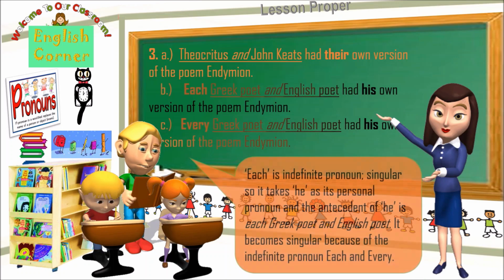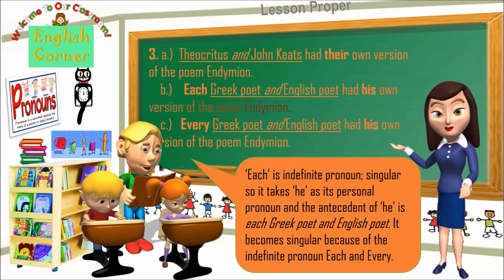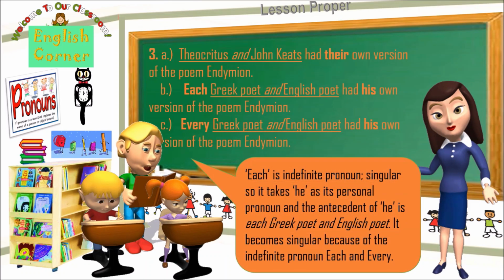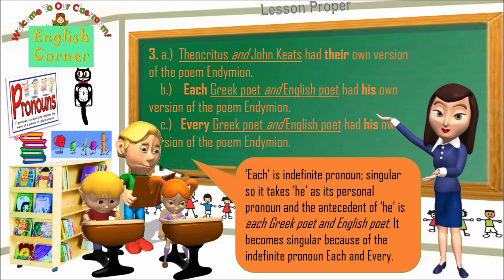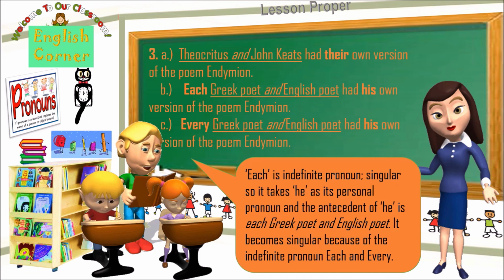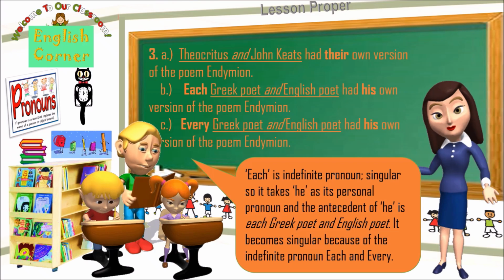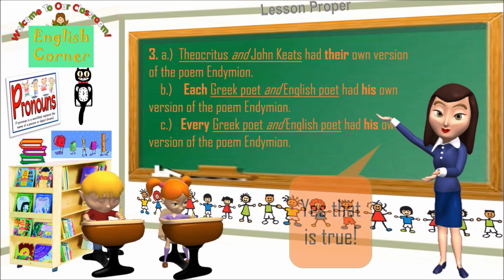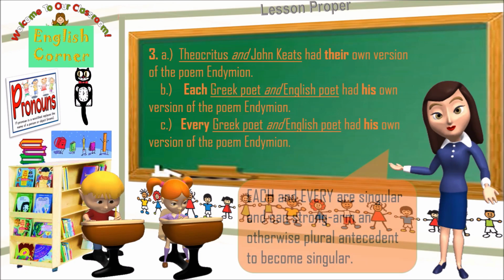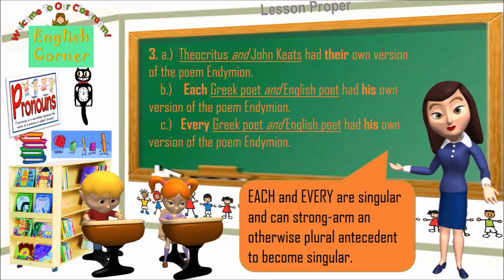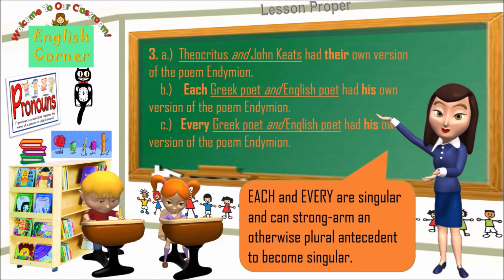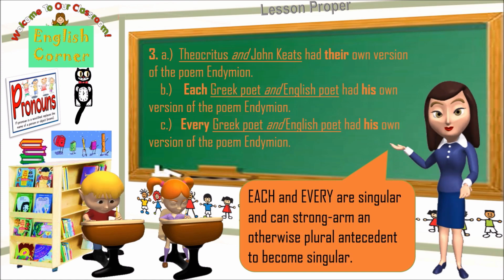Each Greek poet and English poet had his own version of the poem Endymion. "Each" is an indefinite pronoun. It is singular, so it takes "he" as its personal pronoun, and the antecedent of "he" is each Greek poet and English poet. It becomes singular because of the indefinite pronoun "each" and "every." Yes, that is true. "Each" and "every" are singular and can strong-arm an otherwise plural antecedent to become singular.